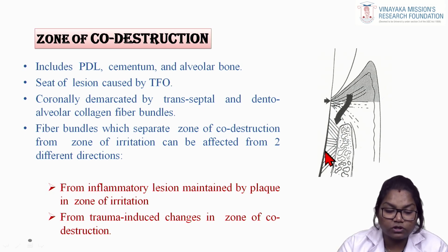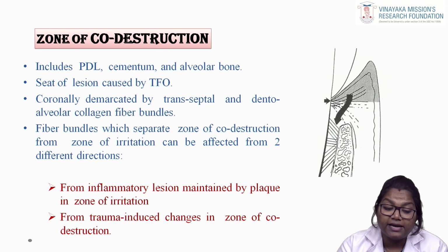It is coronally demarcated by the transseptal and the dentoalveolar collagen fibers. So here we have your collagen fibers. The fiber bundles which separate the zone of co-destruction and the zone of irritation can be affected from two different directions. So the zone of co-destruction can be affected by two things.